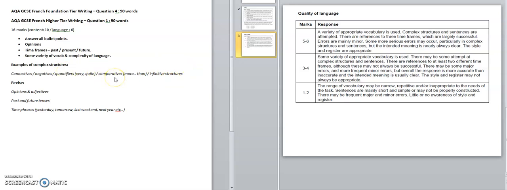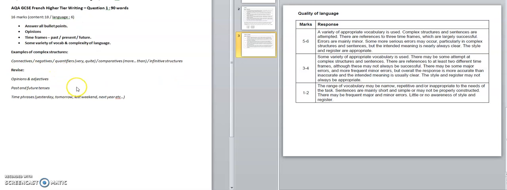But obviously, there might be more difficult things that fit into that category as well. But that's just to give you an idea of some of the things that we might be able to include that are complex but are not that difficult. So when we come to do our revision, what this tells us is that we need to really give a lot of time to opinions.